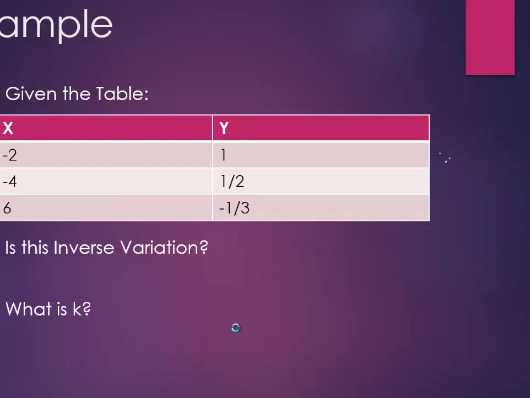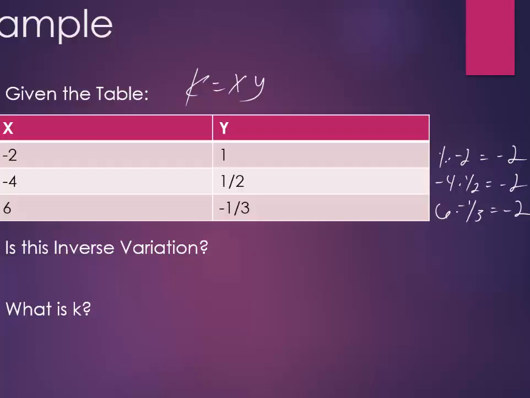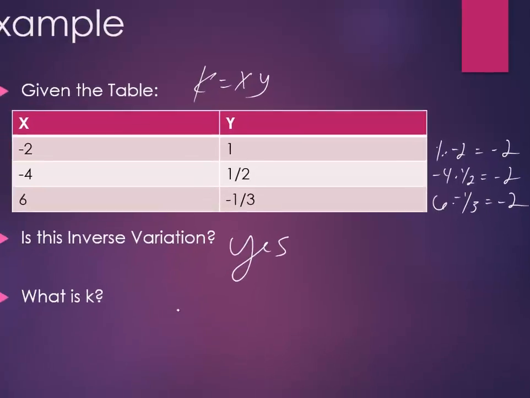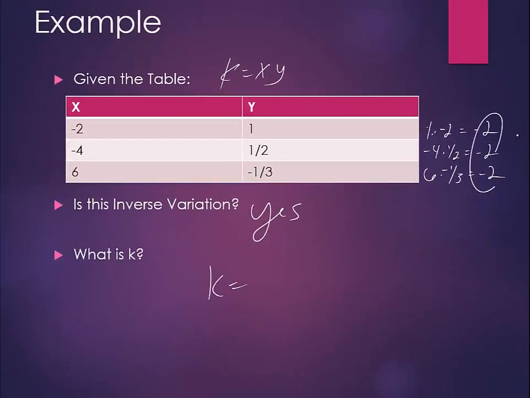Next example, our x and our y values. k equals x times y. So multiply them together. So 1 times negative 2 is going to equal negative 2. Negative 4 times 1/2 equals negative 2. And 6 times negative 1 over 3 equals negative 2. So yes, this is inverse variation, and k will just equal negative 2.